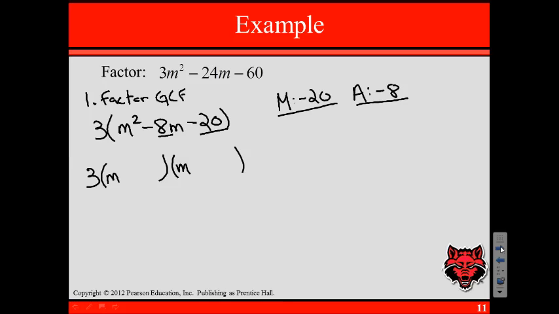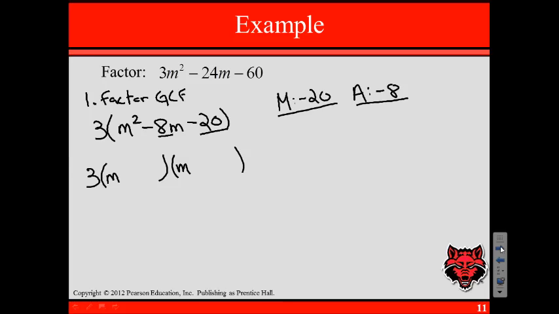Remember, the only time we can have a product that is negative is if we have one positive factor and one negative factor. The only time we can have a sum that is negative when we have one positive factor and one negative factor is if the negative number is larger. So remember that as we're finding our list of factors, we need one positive and one negative. The negative quantity needs to be larger in absolute value than the positive.